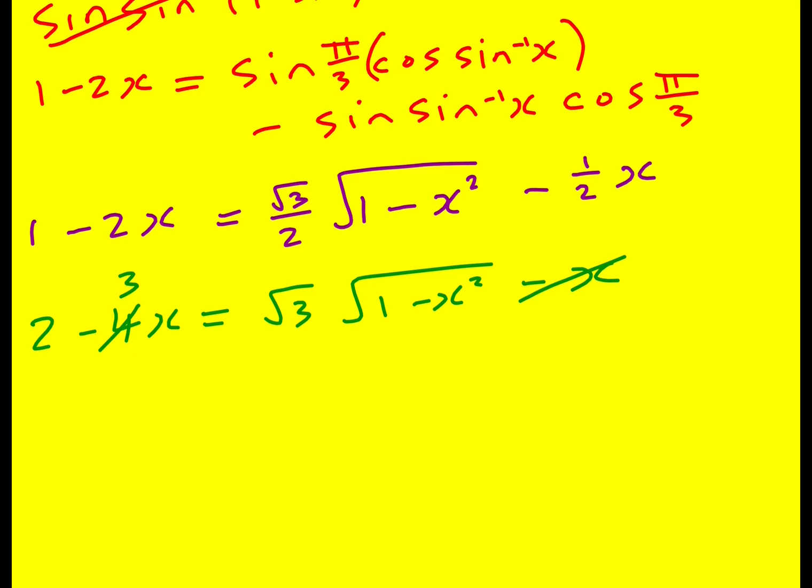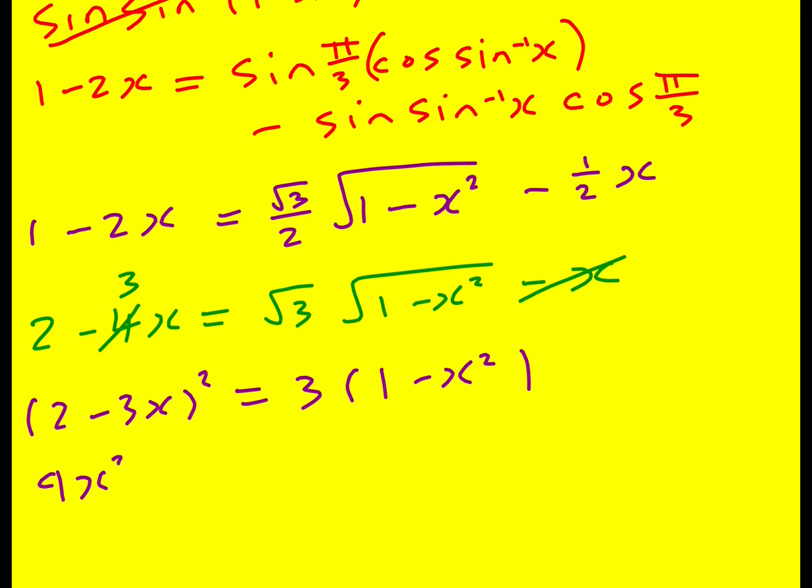Now I've got something all on the left-hand side and I've got a square root by itself, not minusing something. I don't want to be dealing with that. I can now basically square both sides. I didn't want to do it earlier because you get awkward terms overlapping. We've got to get it on one side first. So it's going to be 2 minus 3x all squared will equal 3 times 1 minus x squared. I can square the root 3 and I can square this square root.